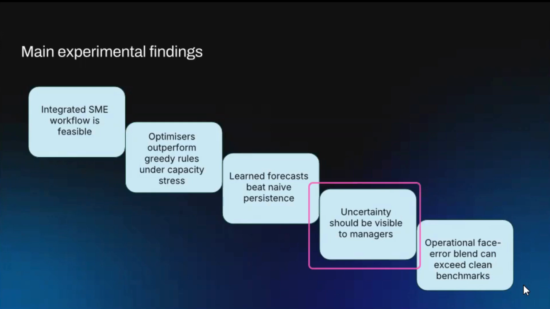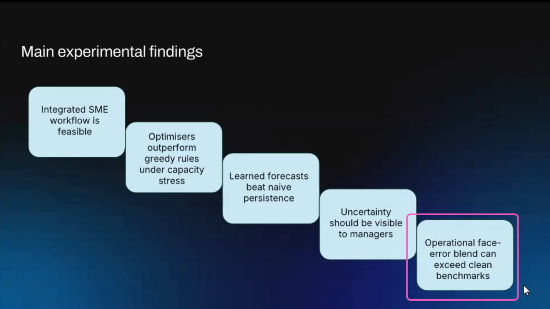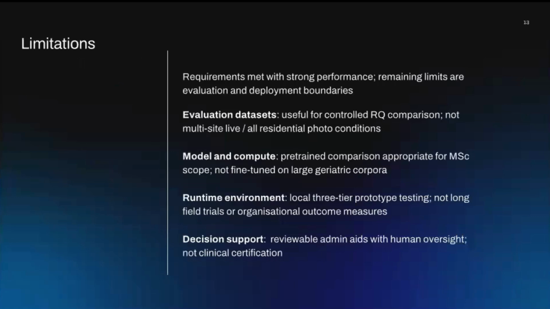The fifth finding is that operational phase error can exceed clean laboratory benchmarks, so human review and careful thresholds remain necessary. Let's move to the limitations and also what remains incomplete for live deployment. Overall, the system met the project requirements with strong performance. The remaining points are evaluation and deployment boundaries, not a failure of the core application.